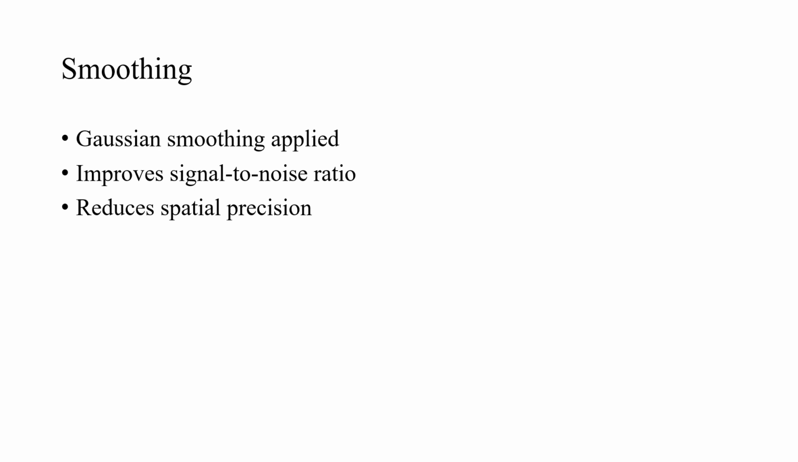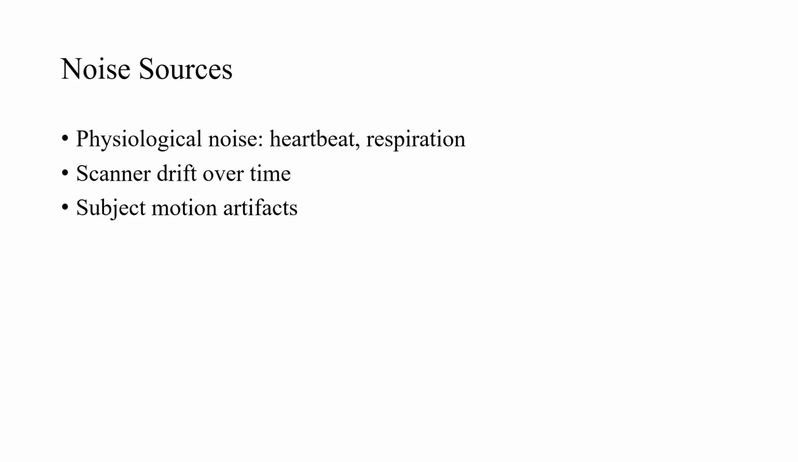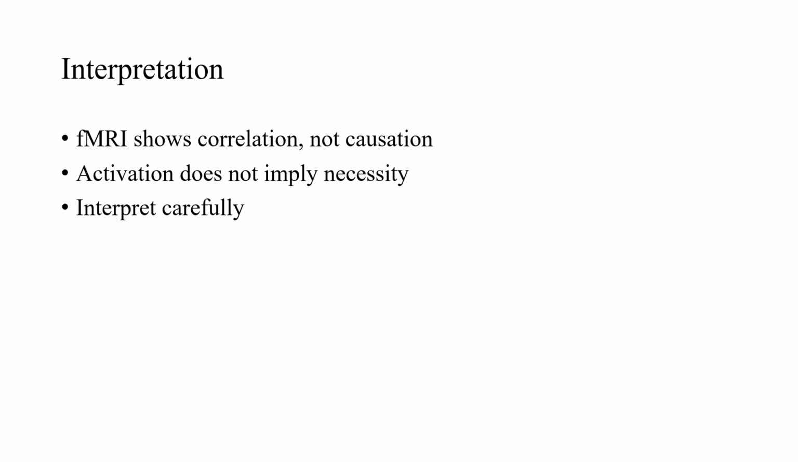Smoothing is required to take away the extra noise and improves the signal to noise ratio, but it reduces spatial precision in terms of which specific areas the activity was arising from. Obviously, there are several sources of noise: heartbeat, respiration, scanner drifts, subject's motion artifacts. All of these are there, which, as I have said, have to be taken care of.